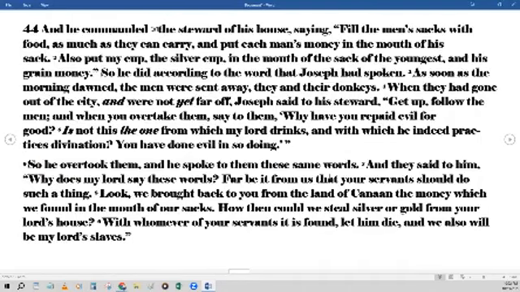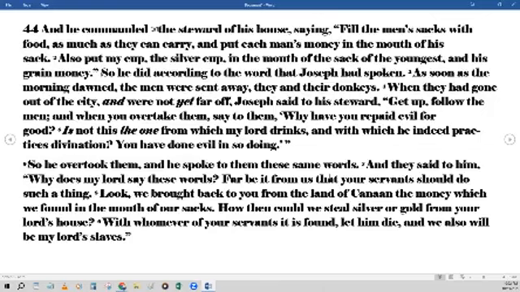Genesis 44, Joseph's cup. And he commanded the steward of his house, saying, fill the men's sacks with food as much as they can carry, and put each man's money in the mouth of his sack, and also put my cup, the silver cup, in the mouth of the sack of the youngest, and his grain money. So he did according to the word that Joseph had spoken. As soon as the morning dawned, the men were sent away, they and their donkeys.